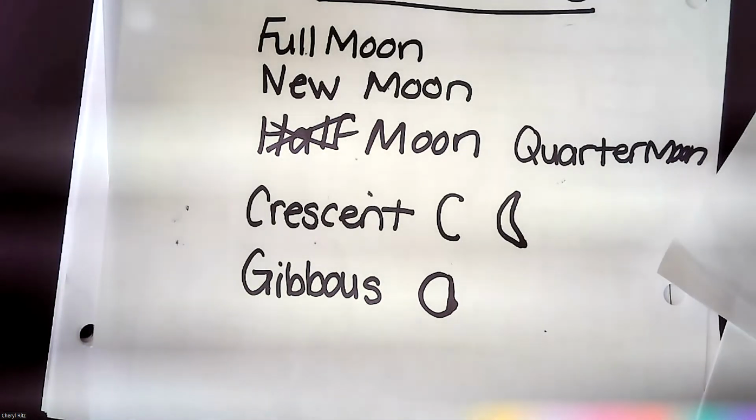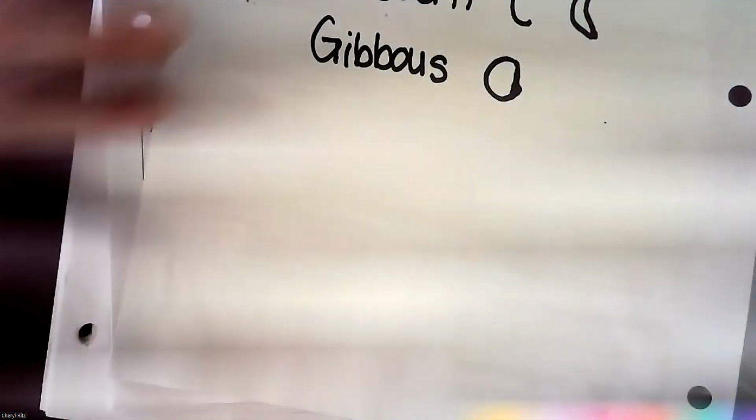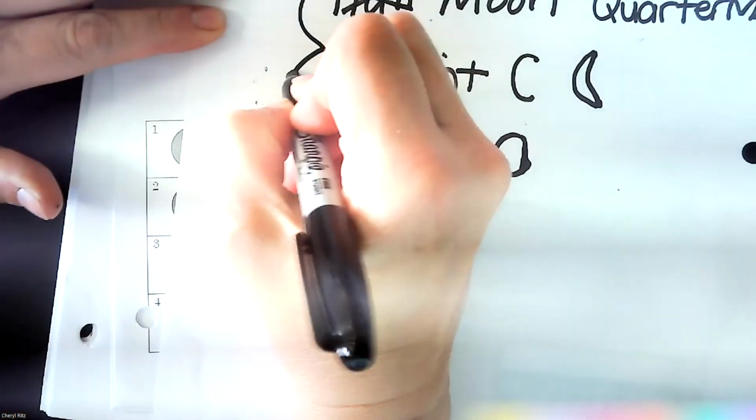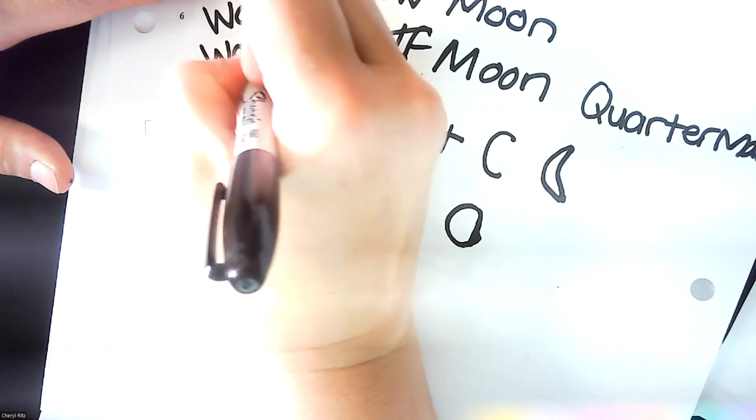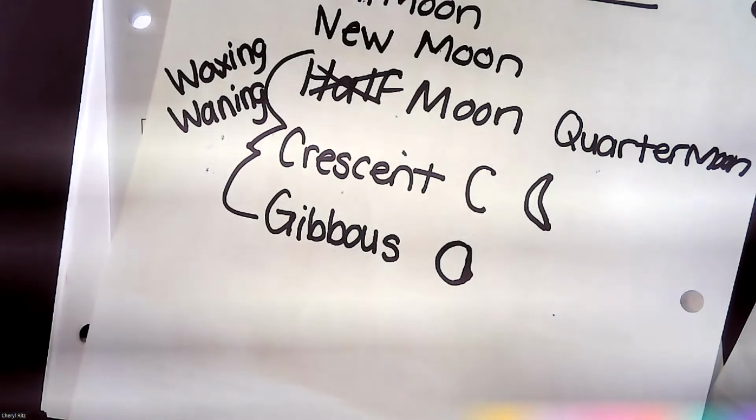There are opposites of each other and they're called waxing and waning. So the quarter, the crescent, and the gibbous can all be waxing or waning. Waxing. Any thoughts on the word waxing?